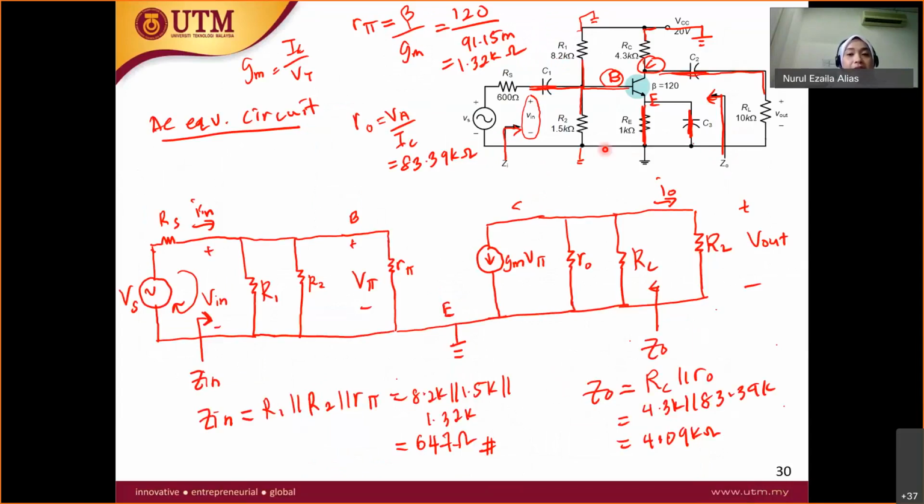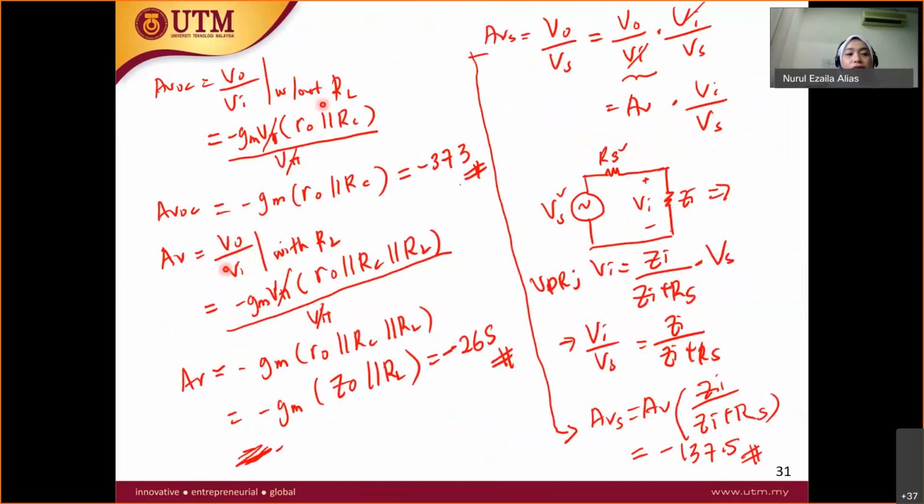Why bypass RE? Because in the question, a capacitor is given at the emitter. Therefore, in the AC equivalent circuit, the capacitor is a short circuit, so RE is also shorted. In the AC equivalent circuit, there will be no RE here. This is what we call bypass RE. Then we derive the input impedance and also the output impedance. After that, we find the voltage gain without RL, which is AVOC.